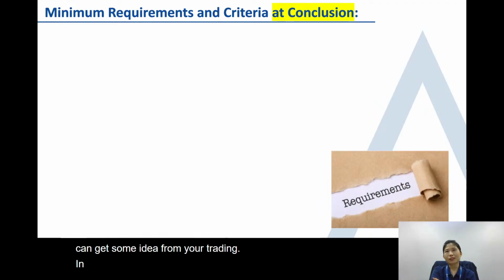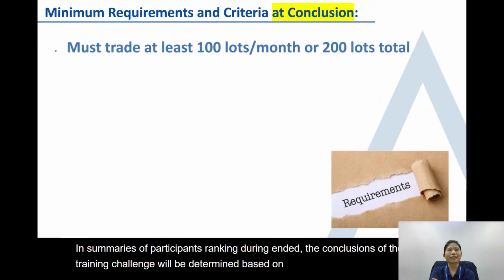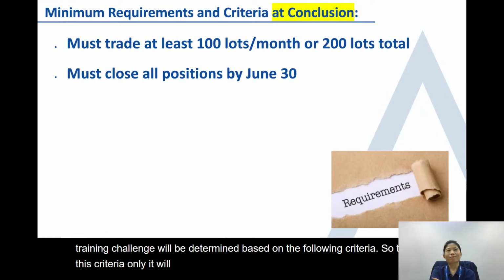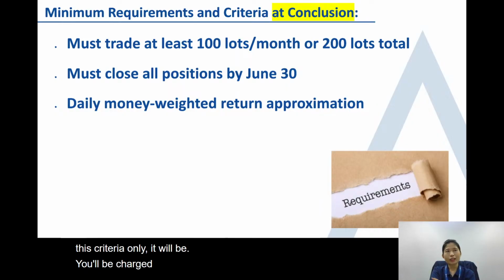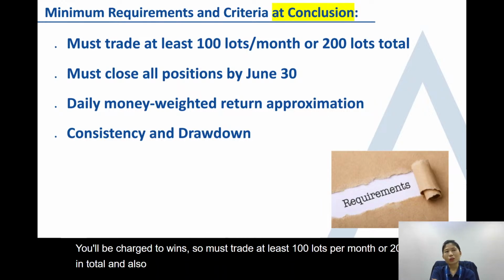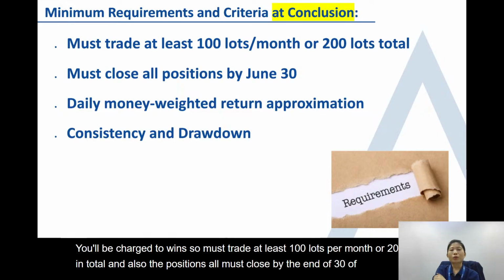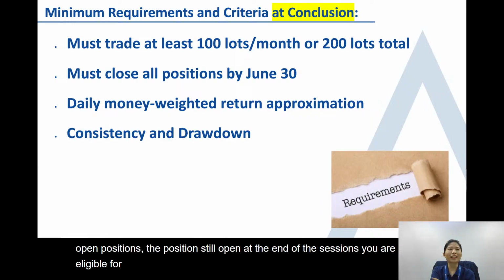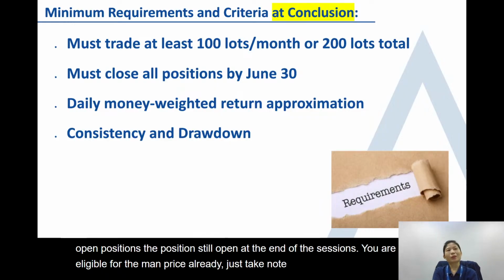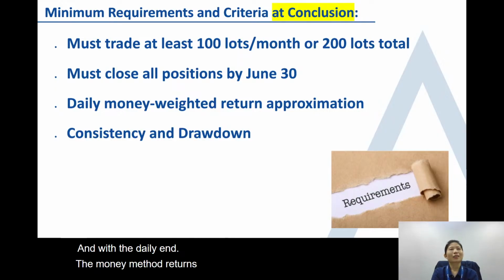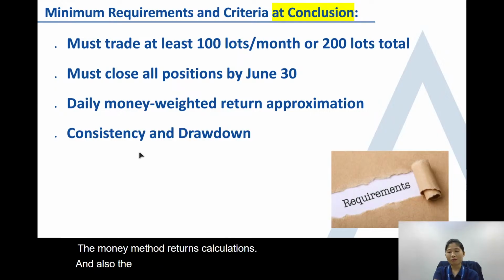In summary, a participant's ranking during and at the conclusion of the trading challenge will be determined based on the following criteria. To fulfill these criteria, only then will you have a chance to win. You must trade at least 100 lots per month or 200 lots in total. And also all positions must be closed by the end of 30th June. If a position is still open at the end of the session, you are not eligible for the main prize. Just take note, okay? And the daily and money weighted return calculations, and also the consistency and drawdown, will affect your ranking too.